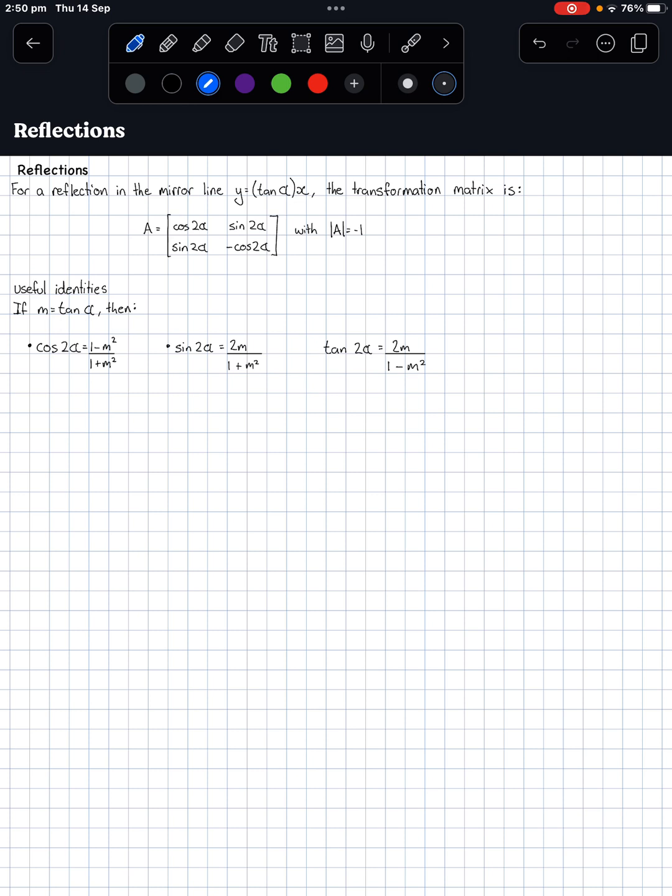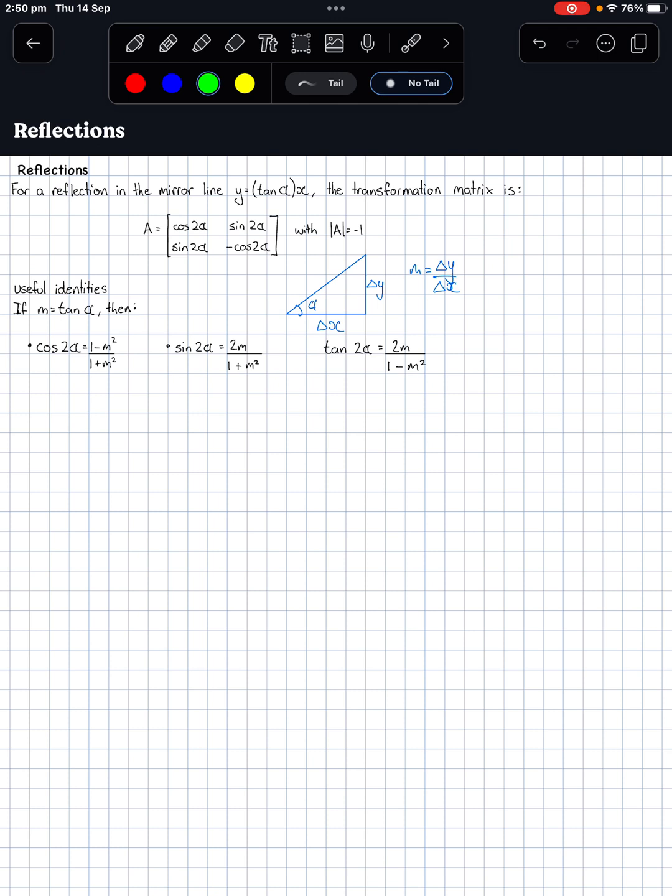Now, that might be a little bit confusing, but consider your slope. Your slope m equals change in y, which is this side of this triangle, over change in x. Realistically, that is the opposite of this side here. So if this is alpha, tan is opposite over adjacent. So for tan alpha x, the transformation matrix is given by these values here. And the determinant equals -1, which we picked up. And if m equals tan alpha, then we have these identities here.